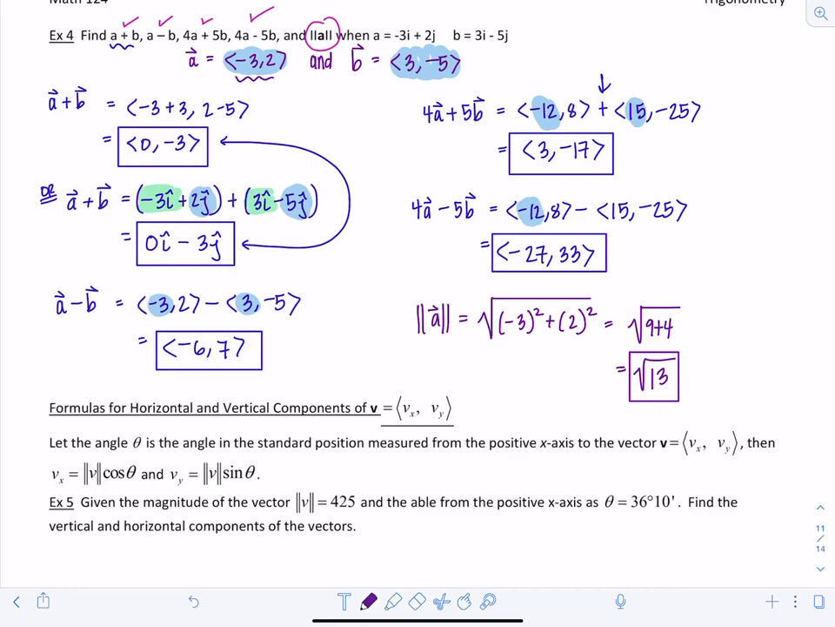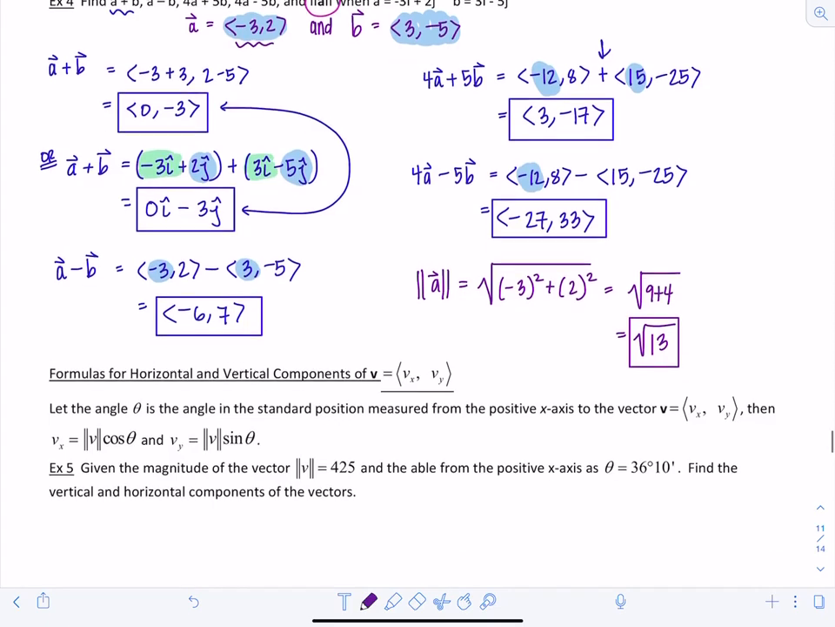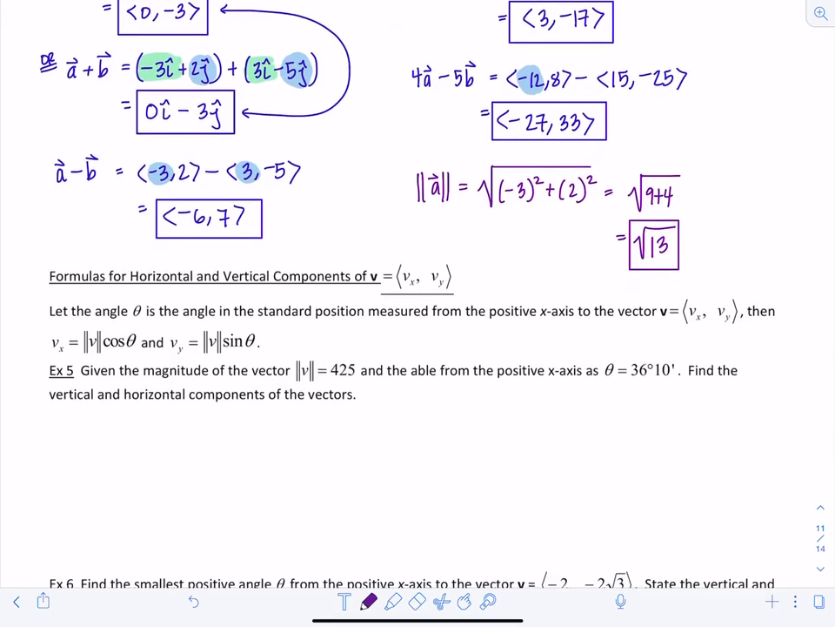Now we're going to mix some trig in here, right? So formulas for the horizontal and vertical components of V. So we're going to say theta is the angle drawn in standard position, meaning from the positive x-axis, and we're drawing counterclockwise direction to the vector V with components V sub x, V sub y. Then the horizontal component, Vx, is equal to the magnitude of V times cosine theta, and the vertical component, V sub y, is equal to the magnitude of V times sine theta.